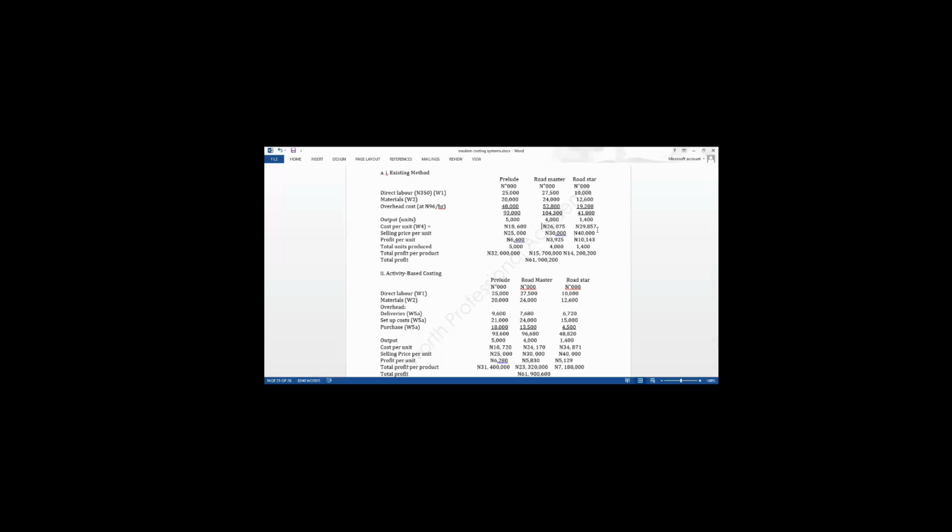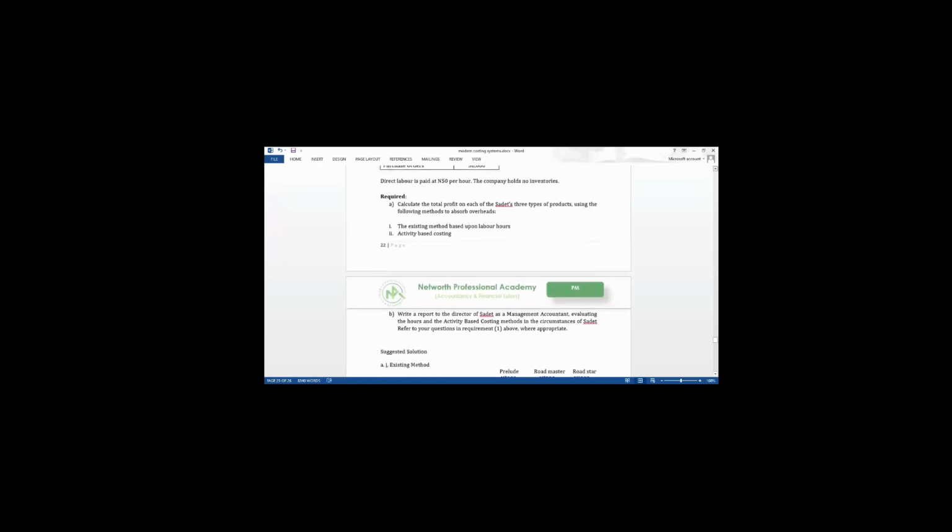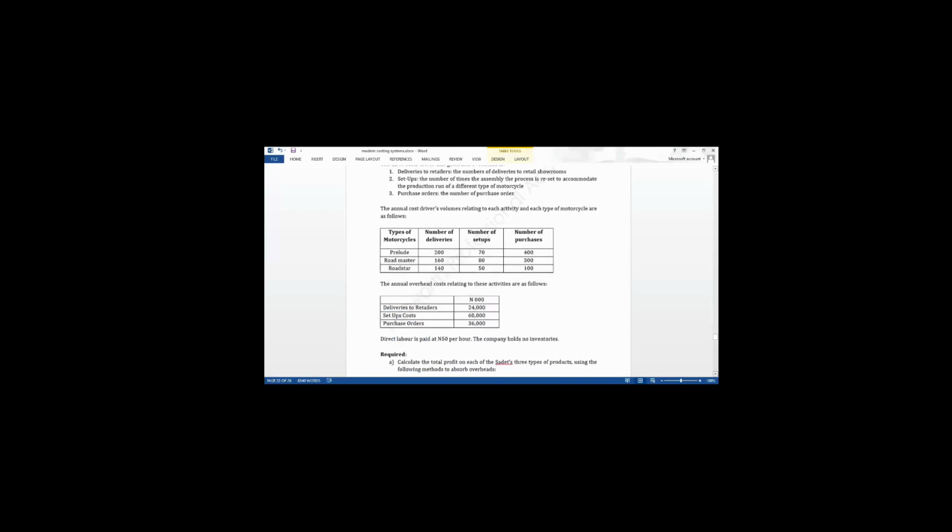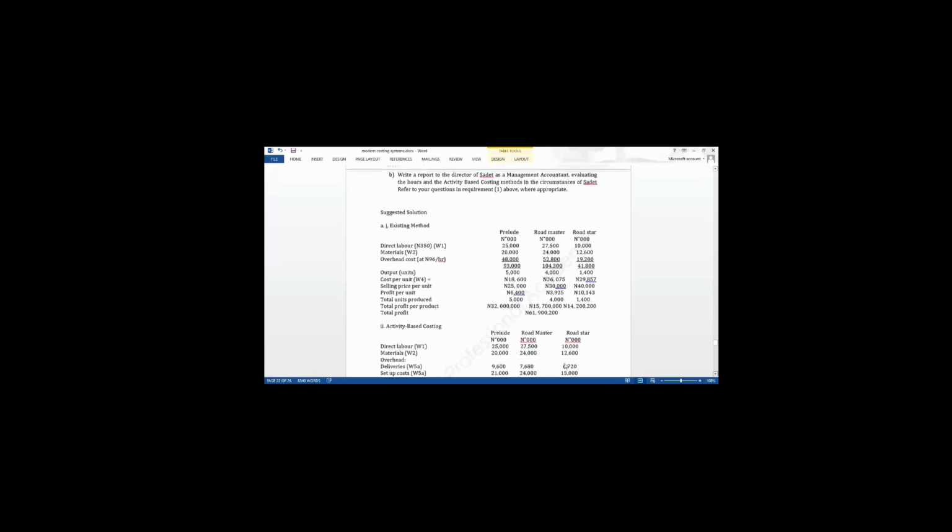I've gotten cost per unit. To produce a Prelude motorcycle is going to cost the company 18,600. To produce a Roadmaster motorcycle, it's going to cost the company 26,075 naira. To produce a Roadster, it's costing the company 29,857. Then I will pick selling price per unit. This is given in the question. Look at the question, please. Selling price, 25,000, 30,000, 40,000. I've gotten selling price per unit and cost per unit. I can calculate profit per unit.